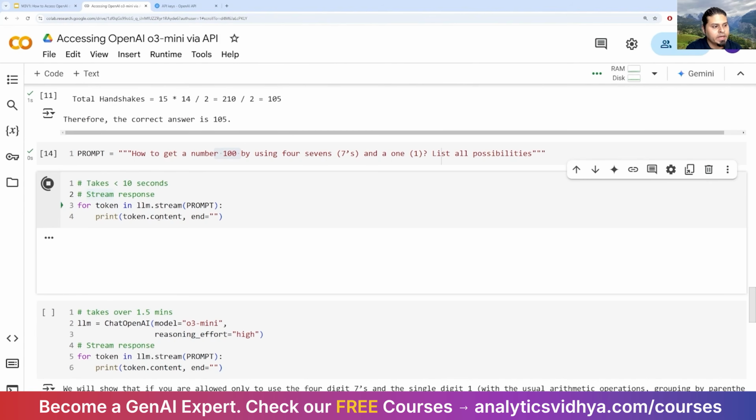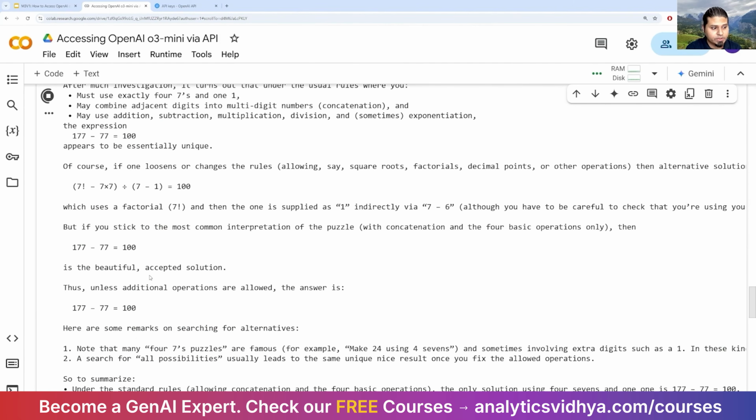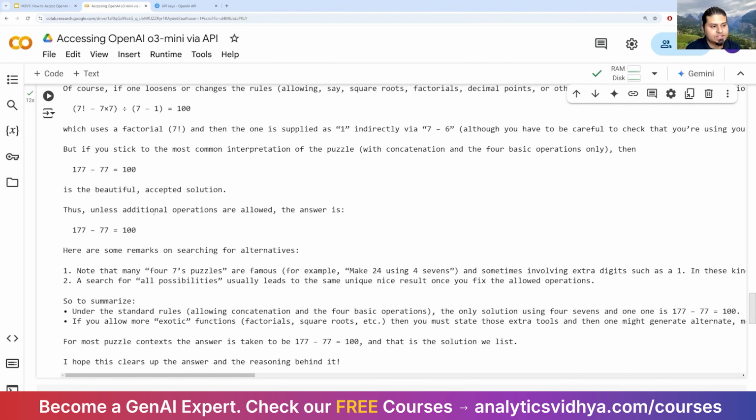Let's run this. And you can see that it is probably taking some time to think, and now it is streaming the results live, as you can see. And it tells us that unless additional operations are allowed, 177 minus 77 equals 100, and it has used the digit 1 and 4 sevens.